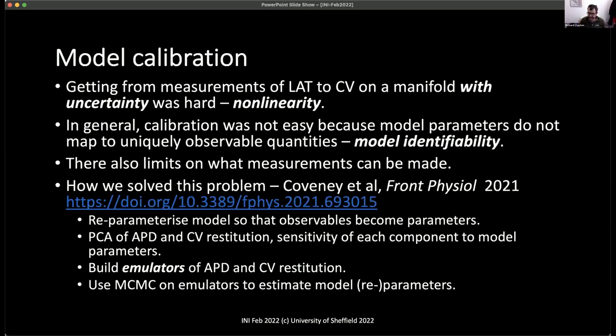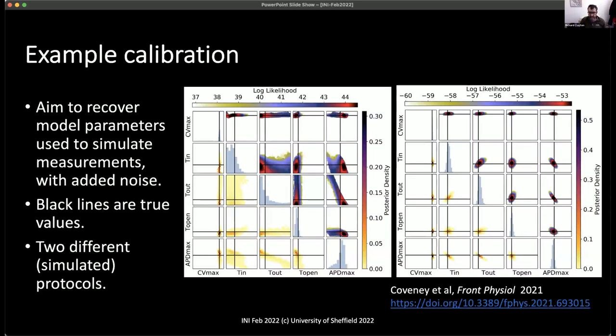And because the emulators are fast to compute, we could then use Markov chain Monte Carlo to estimate model parameters from observations. So just to give you a flavor of how this works, if we're aiming to recover model parameters, we can run simulations and then look to recover the parameters from simulated measurements with added noise. And on these 2 plots, we've got the log likelihood and posterior density of each of these 5 quantities, which are the reparameterized properties of the model.